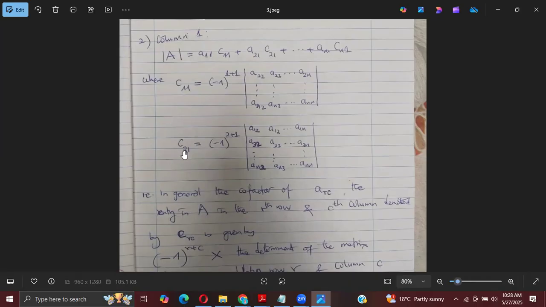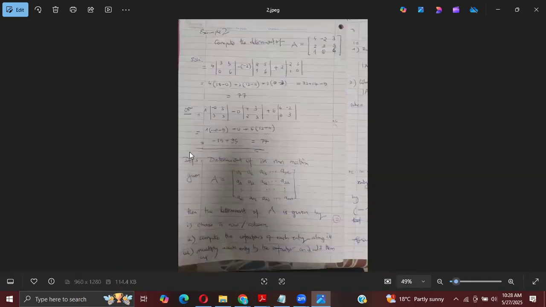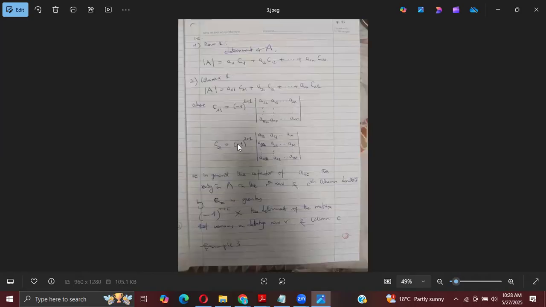If you're looking at C21, now what is C21? You're talking about A21, this entry here. The cofactor of this entry is going to be minus 1 raised to power 2 plus 1 times the determinant of the matrix you get by deleting this row and this column, which is exactly what you have here. Minus 1 raised to 2 plus 1 times this determinant, all right?